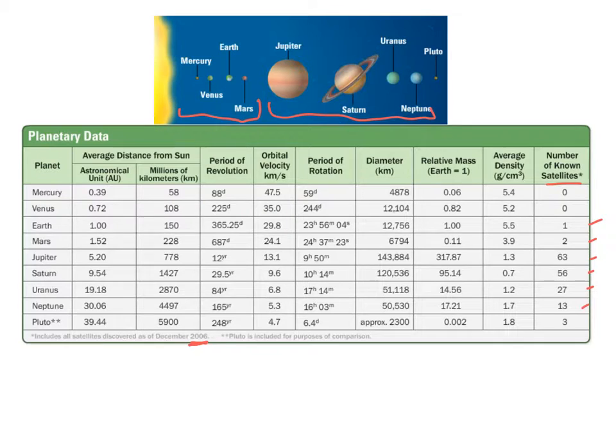They'll cover them in the lesson, so I don't want to spend a lot of time going through the rest of the data. But you can kind of see how long it takes it to go around the sun, how long does it take it to rotate on its axis, and then we can kind of look at the sizes relative to Earth here.